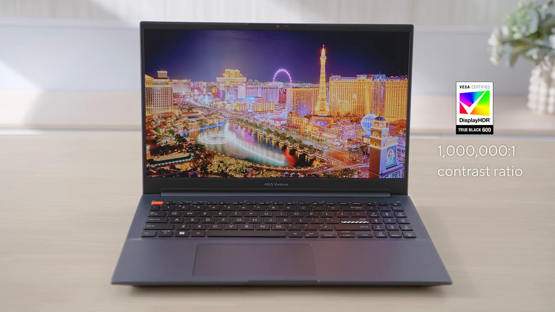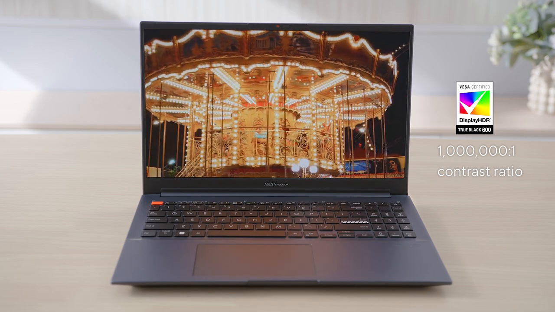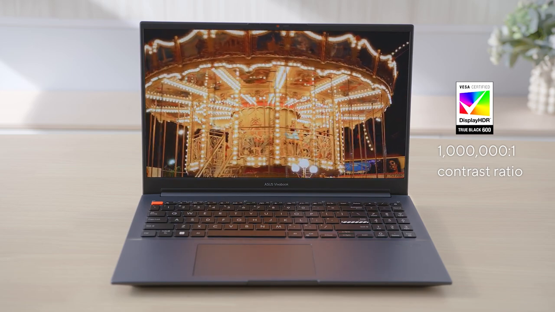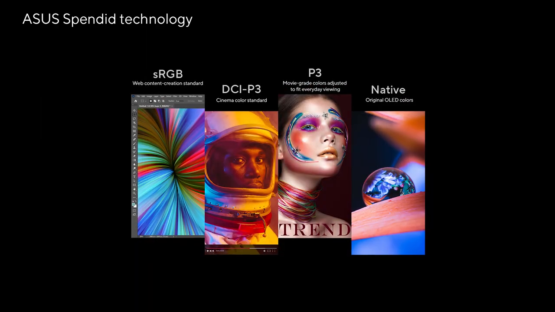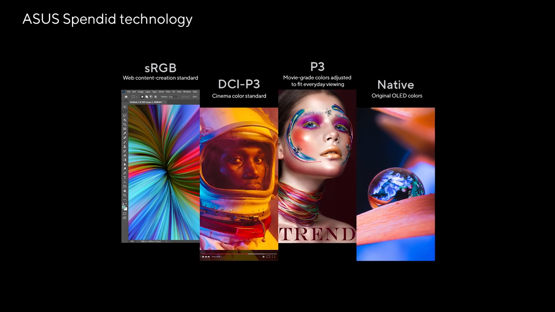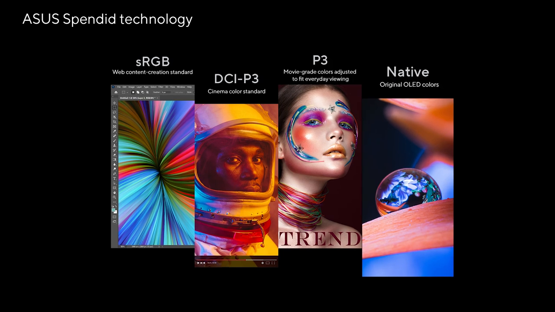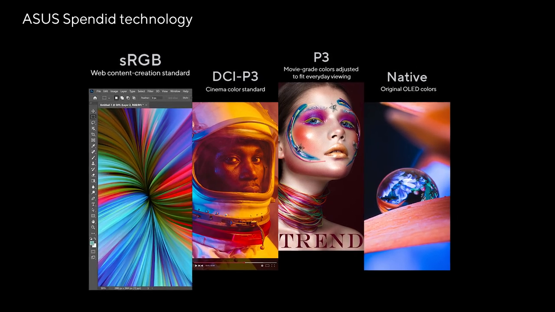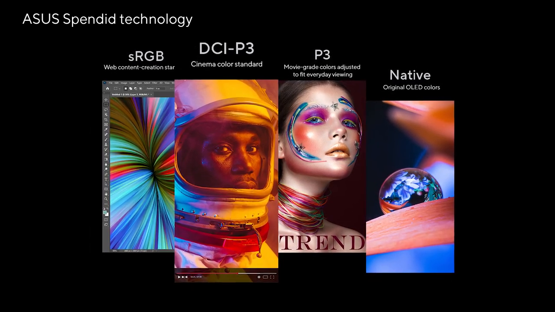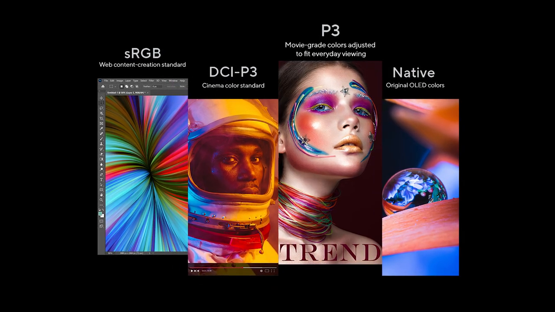Furthermore, with the impressive 1,000,000:1 contrast ratio up to display HDR True Black 500, you get those excellent deep blacks alongside rich, vibrant colors. For serious creators, our new ASUS Splendid technology allows easy customization of the color gamut for different types of creative work. On top of the ultra-vivid native color setting, choose sRGB for creating web content, DCI P3 for cinema content, or display P3 for movie-grade colors adjusted to fit everyday viewing.